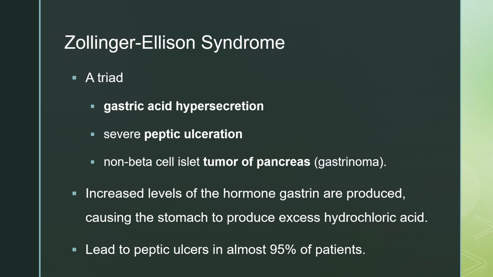Your Zollinger-Ellison syndrome, or ZES, is a syndrome with a triad of gastric acid hypersecretion, severe peptic ulceration, and a non-beta cell islet tumor of the pancreas, or a gastrinoma. In this condition, there are increased levels of the hormone gastrin, which causes the stomach to produce excess amounts of hydrochloric acid. With such a condition, it can lead to peptic ulcer disease in almost 95% of patients.